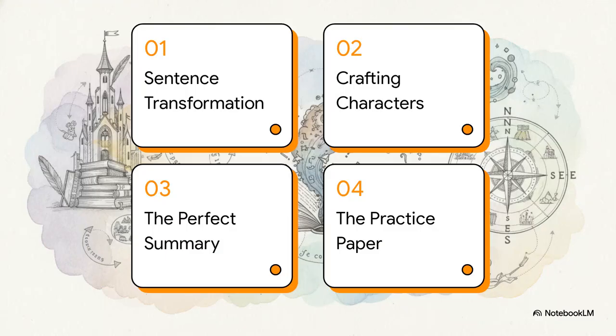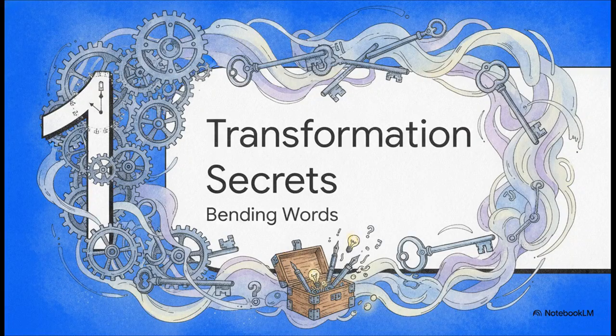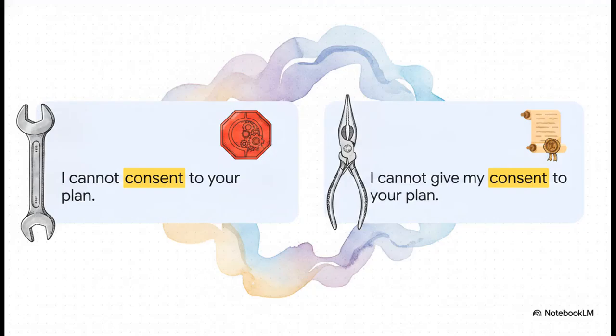Here is our blueprint for today. First, sentence transformation secrets. Second, crafting vivid characters. Third, writing the perfect summary. And finally, tackling the practice paper. All right, let's kick things off with Section 1, Sentence Transformation Secrets, or as I like to call it, bending words to your will. Okay, check out the subtle power of just swapping out parts of speech here.